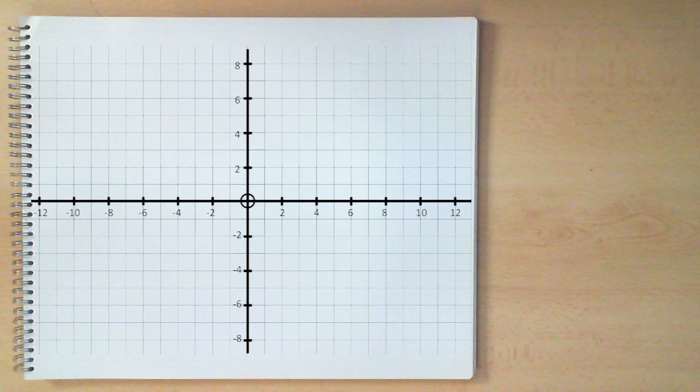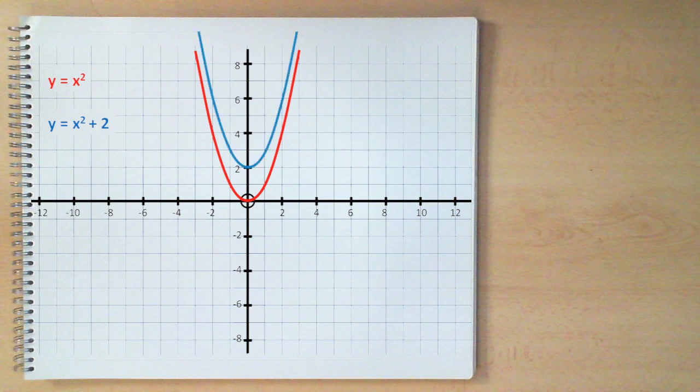Let's have a look at what we mean by this by applying it to a simple graph of y equals x squared. So if we were to transform that function from y equals x squared to y equals x squared plus 2, what happens to the curve? Well, simply the curve moves up. And if we were to subtract 2 from the x squared, what would happen? Well, that's fairly obvious, isn't it? The curve would move down.